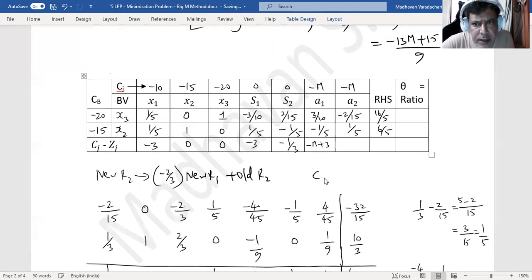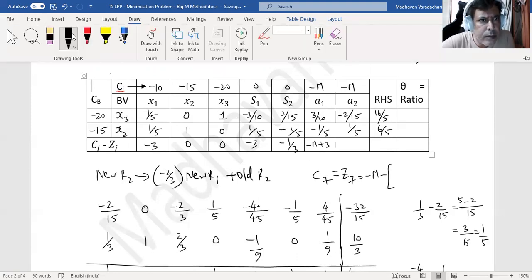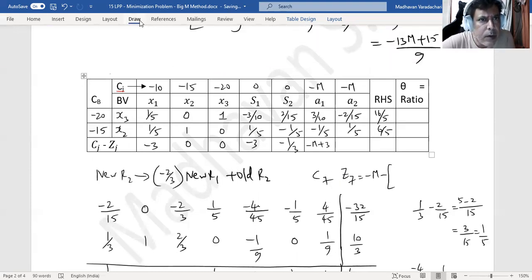Okay, now let me write this C7, isn't it? 1, 2, 3, 4, 5, 6, 7. Yeah, C7 minus Z7. C7 is negative M. Minus of Z7 is minus 20 into 2 by 15, which is 40 by 15. And then minus 3. So this becomes minus M minus of, this is 45. 40 minus 45 is negative 5. Negative 5 by 15 is negative 1 by 3. Negative of negative 1 by 3 becomes positive 1 by 3. So it is ultimately minus M plus 1 by 3.